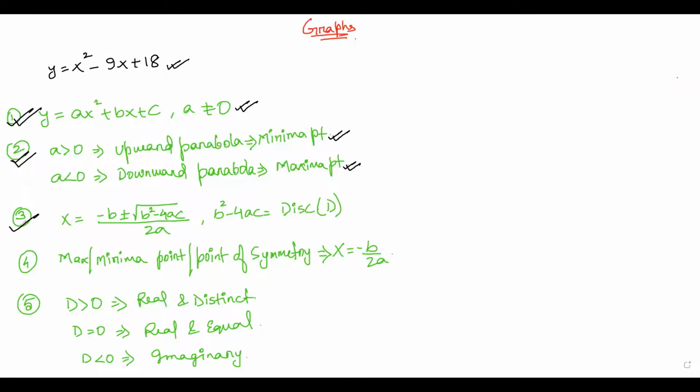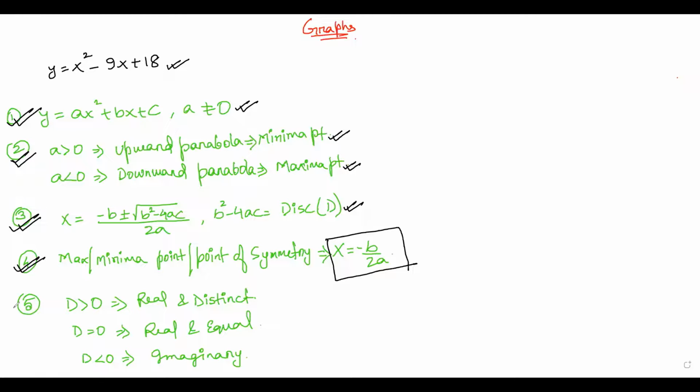The two roots of the quadratic equation are given by minus b plus minus under root of b square minus 4ac upon 2a, where b square minus 4ac is called the discriminant of the quadratic equation, which we generally denote by capital D. The maxima or minima point, or the point of symmetry, can be found out simply by using x equal to minus b upon 2a.